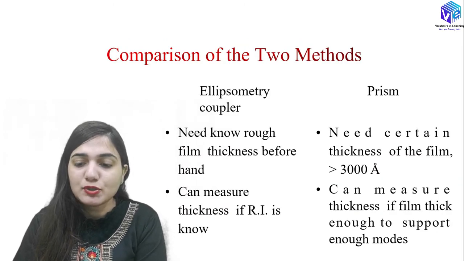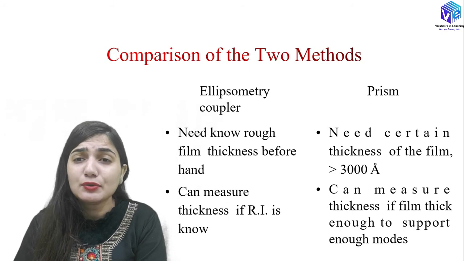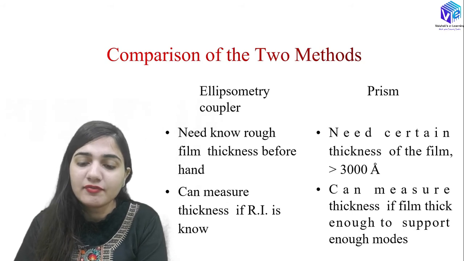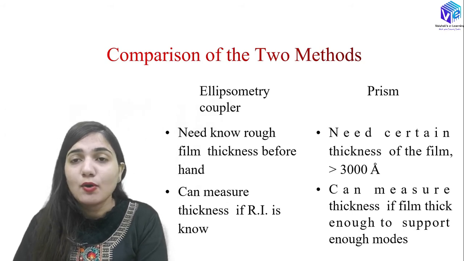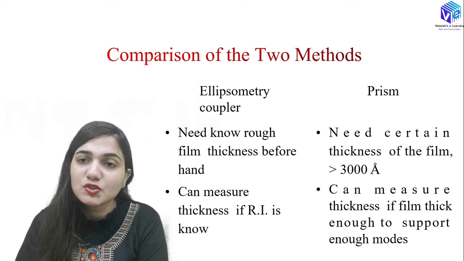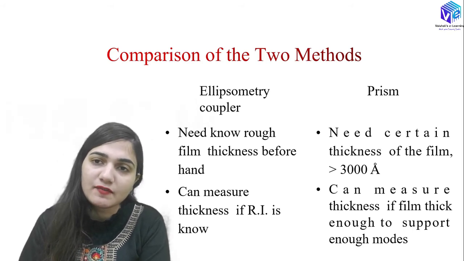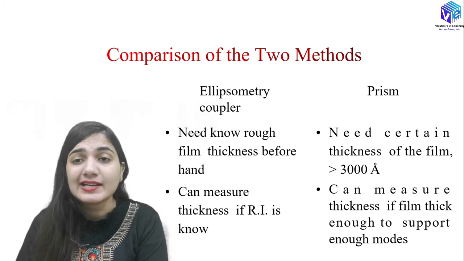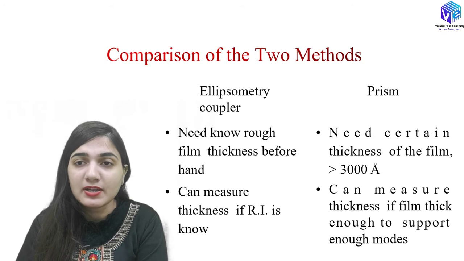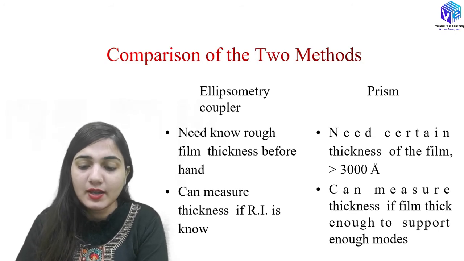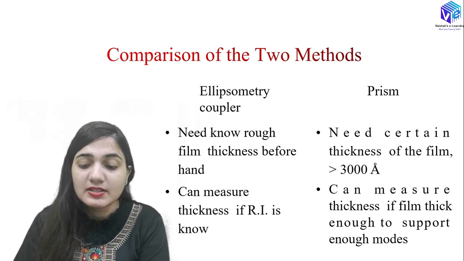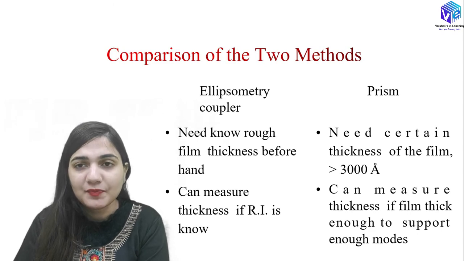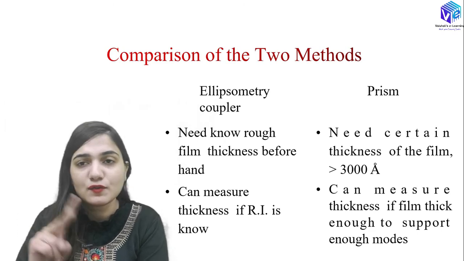First is the ellipsometry method and second is the prism coupler. If I am using ellipsometry, I need to know at least the rough film thickness beforehand, which means I need to know the approximate film thickness. I need not know the exact film thickness, but at least a rough measurement of the film thickness should be available beforehand. It can measure the thickness if the refractive index is known. It can measure either refractive index or thickness.